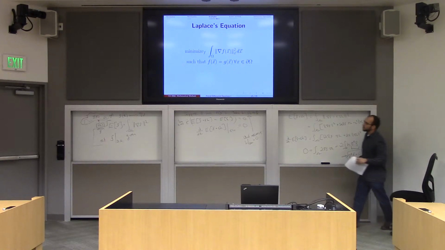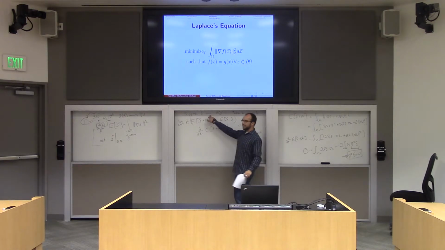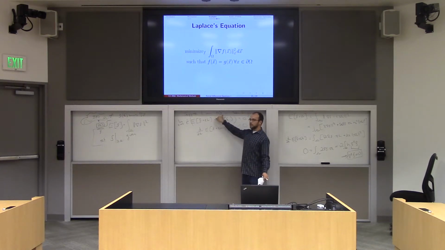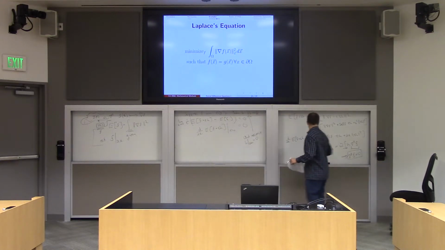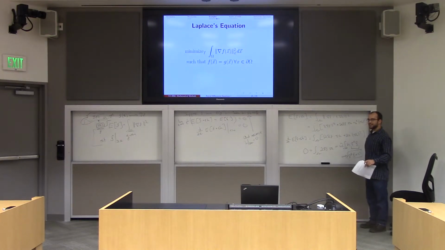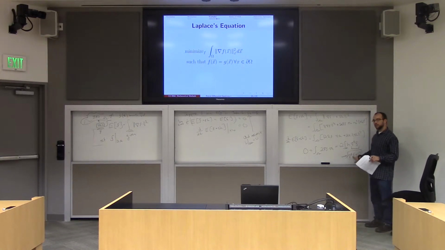Right? So how do I solve for f minimizing e? Well, what did I prove to you? I just proved to you that if f minimizes e, then the Laplacian of f equals 0. Right? And so in fact, what we do is we search for functions whose Laplacian equals 0.